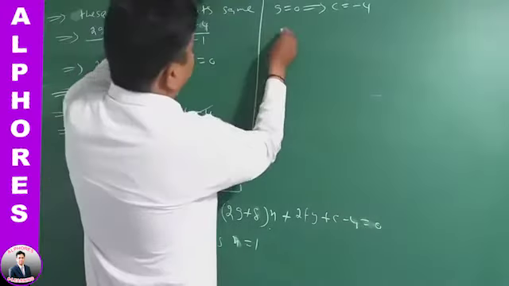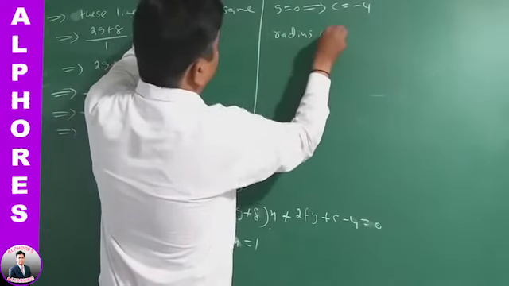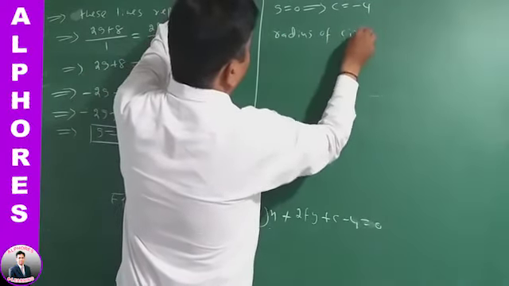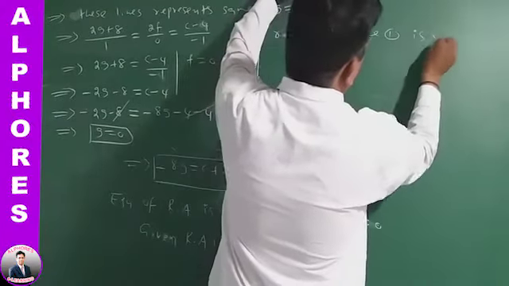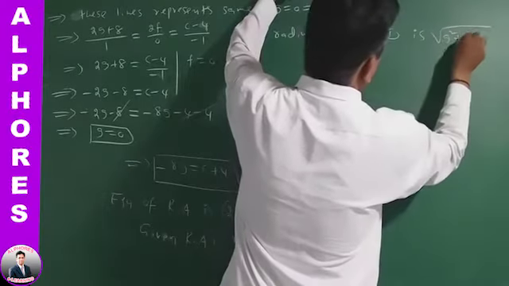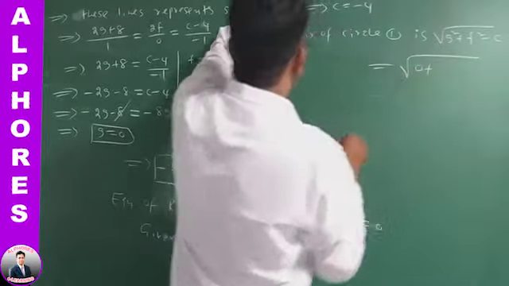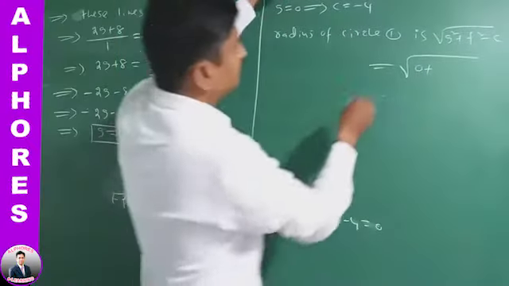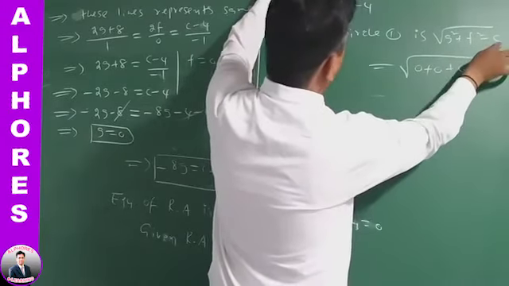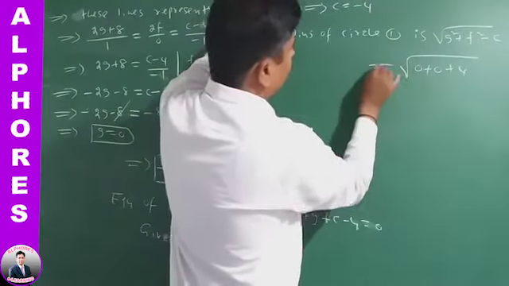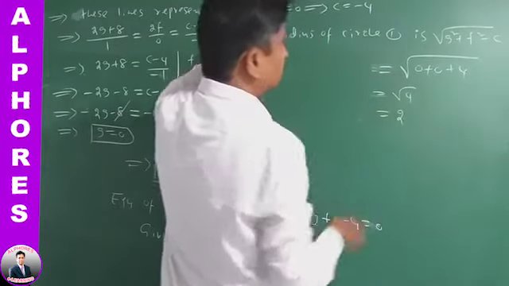Now the radius of the first circle. Radius of circle 1 is under root of g square plus f square minus c. Here g value is 0, f value is 0, and c equal to minus 4, therefore under root of 4, that equals 2.